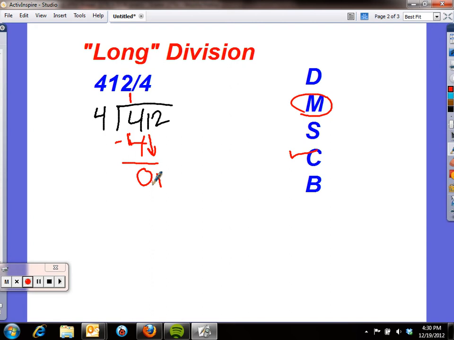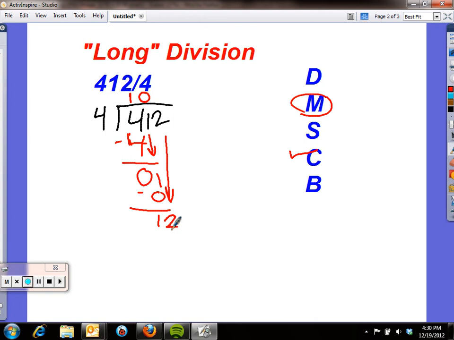So 4 goes into 1 0 times. My next step is I have to multiply that 0 times 4. 0 times 4 is 0. I have to subtract that 0 from 1. I get 1. Check. Is 1 less than 4? Yes, it is. Now I have to bring down. Bring down the 2. That's the last thing I have to bring down, so I got to go through these steps one last time.